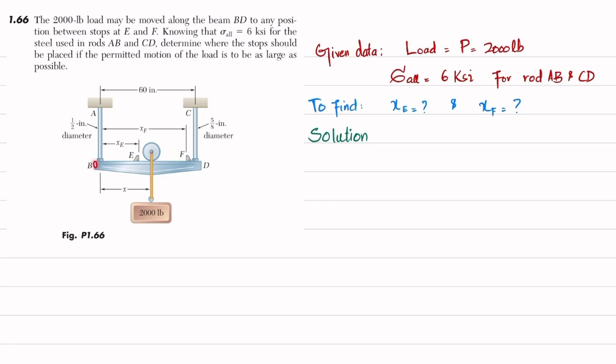So you can see this is the beam BD and there is a load of 2000 pound that is acting between these stops E and F. Clear? So you have to find these stops to be placed at distances XE and XF so that this load can move as far as possible. So let's start with the solution.